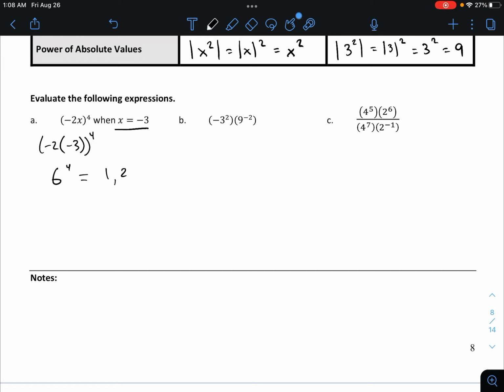6 to the 4th power is going to be 1,296. All right. Next up, we've got negative 3 squared times 9 to the negative 2nd power.